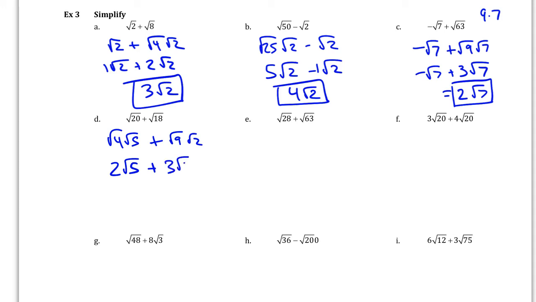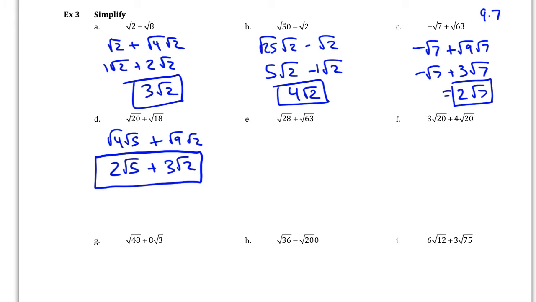3 root 2. I have 2 root 5 plus 3 root 2. Those aren't like terms. When I simplified this one, they did not end up being like terms, so I'm done now. We still need to simplify it to get to that point, but now there's no more work I can do. Let's look at F. We're going to skip E. I'll leave that for you guys to try.